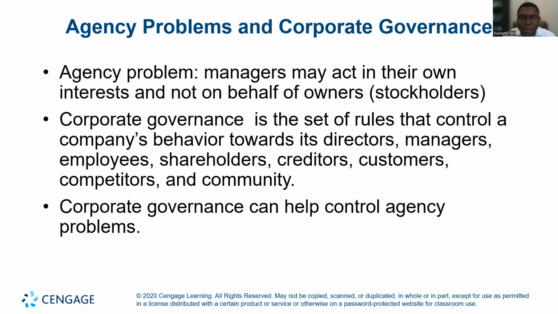One way that agency problem can be mitigated is by putting in place sound corporate governance. Corporate governance is a set of rules that controls the company's behavior towards its directors, managers, employees, shareholders, creditors, customers, competitors, and the community. So, a set of rules. These rules are put in place and guide the operation of the business. Everyone is going by those rules. It helps to minimize agency problem. So sound governance is going to control agency problem.